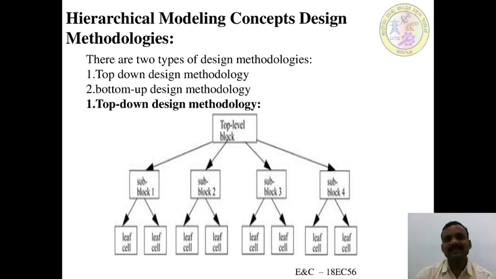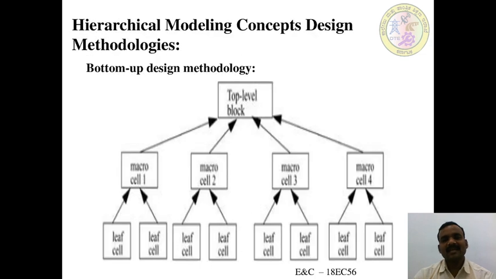Top down design methodology means the arrow will start from the top level to the sub block, and from the sub block to the leaf cell. In the next slide we can see the bottom up design methodology. Here we have the leaf cell, the macro cell and the top level block. The design will start from the leaf cell and then reach the macro cell. After the macro cell it will reach the top level block.